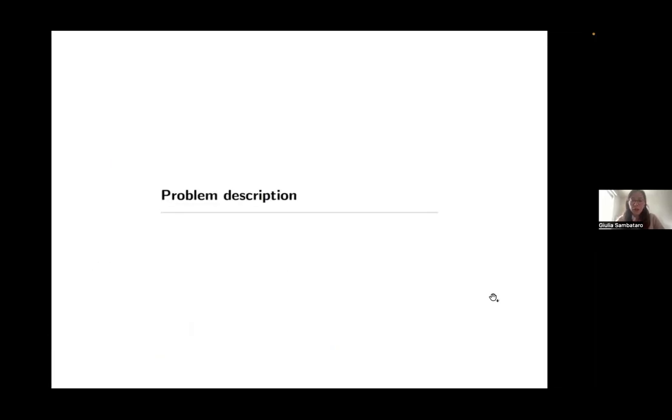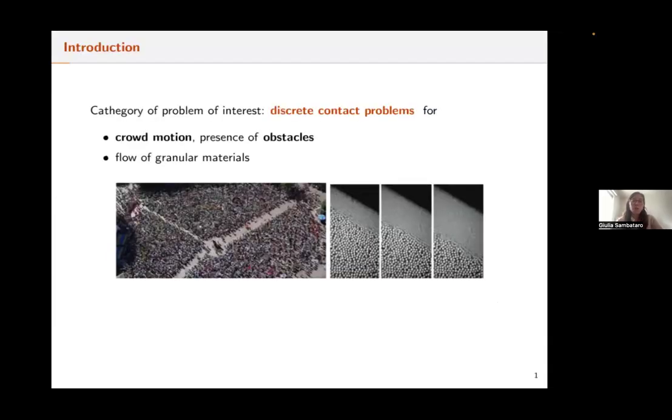I'm starting with the description of the problem we are interested in, and that's a category of problems that are discrete contact problems for crowd motion in presence of obstacles, and similar models also describe the flow of granular materials. You may be interested in different things, for example, estimation of evacuation time in case of emergency, predicting areas of high crowd density, and also estimating contact forces.